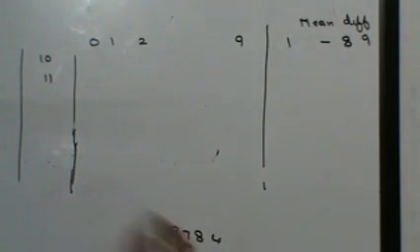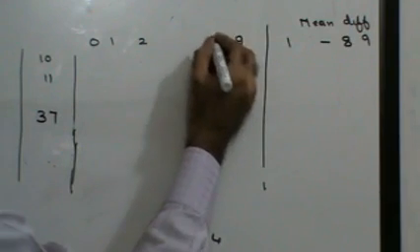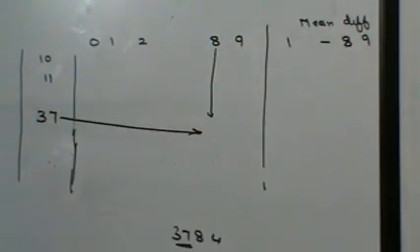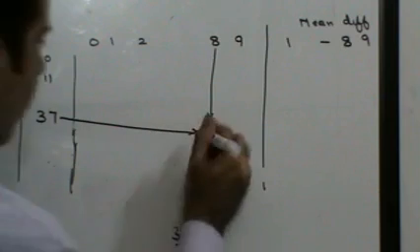37. The first 2 digits you will see in the first column. 8 you will see in the second column. Find the number that corresponds to these 2 numbers. Right? 378 in the log table. 378 is 5575.